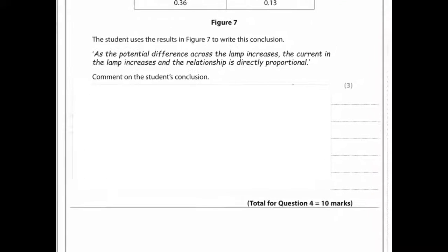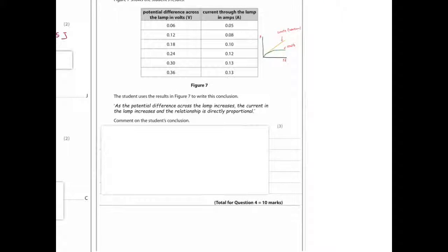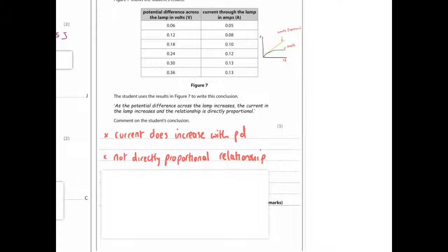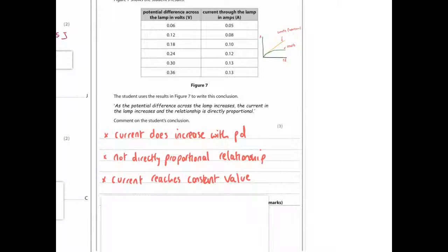For 3 marks, what you'd have to recognise here is, firstly, they're right in the sense that current does increase with potential difference, at least at first, but it's not a directly proportional relationship. You can see that the current reaches a constant value. So while it does increase, even here, you can have a look, it's not directly proportional. This change here is doubling, but this isn't doubling. And again, this is now tripling from here to here, this isn't tripling here. So you can see it's not a directly proportional relationship at all.